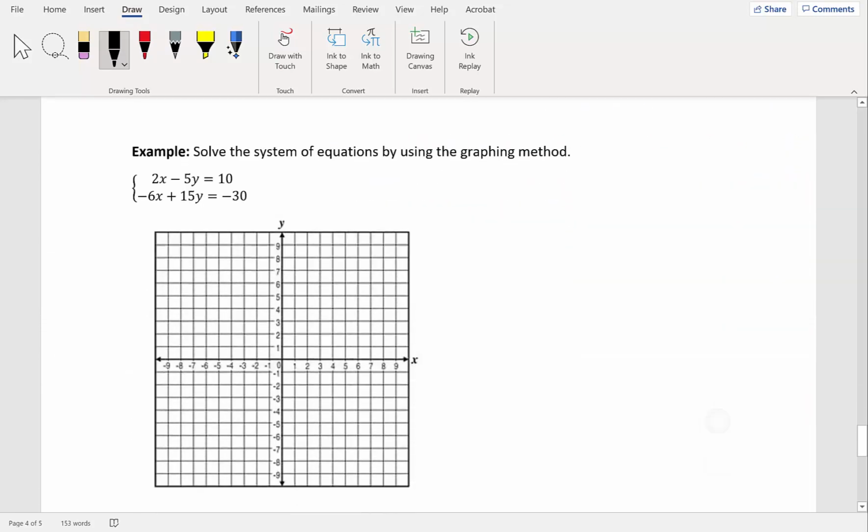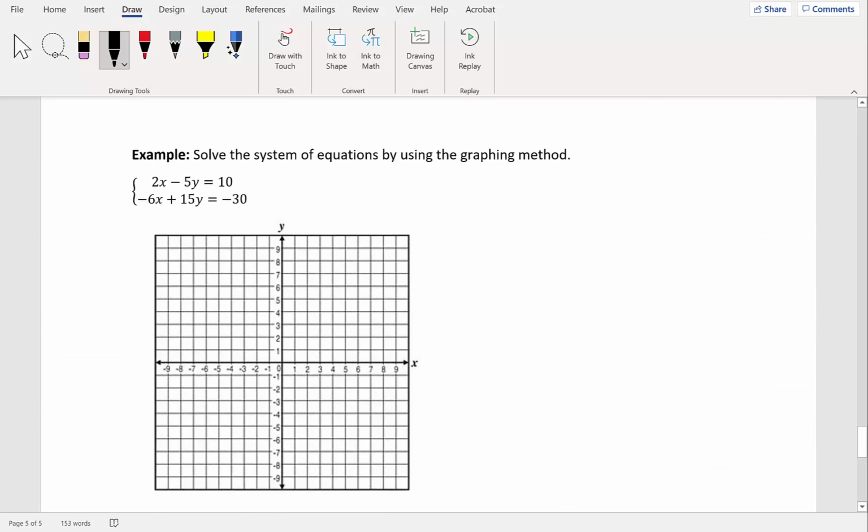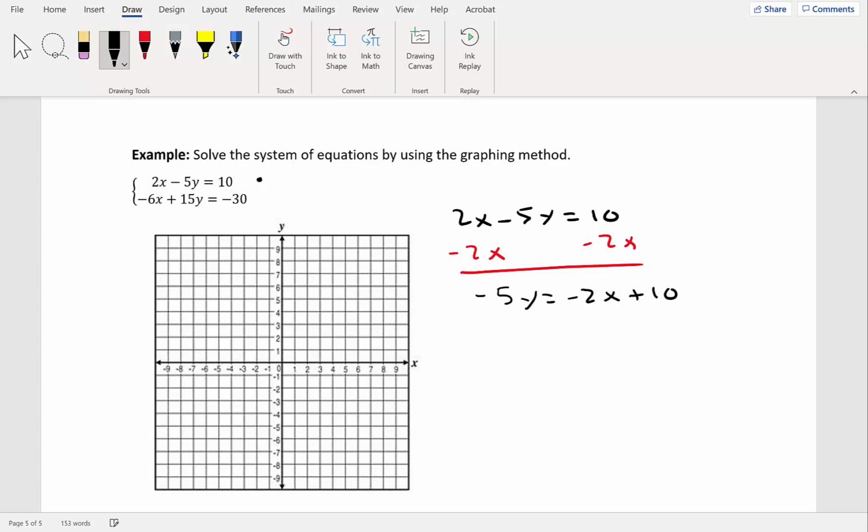Now let's go ahead and take a look at one more problem. So we have 2x minus 5y is equal to 10. So let's get this into slope-intercept form. Subtract 2x from both sides. We get -5y is equal to -2x plus 10. And now we could go ahead and divide both sides by -5. We get y is equal to, this gives us 2/5 x minus 2. So my slope is 2/5 and my y-intercept is 0, -2.